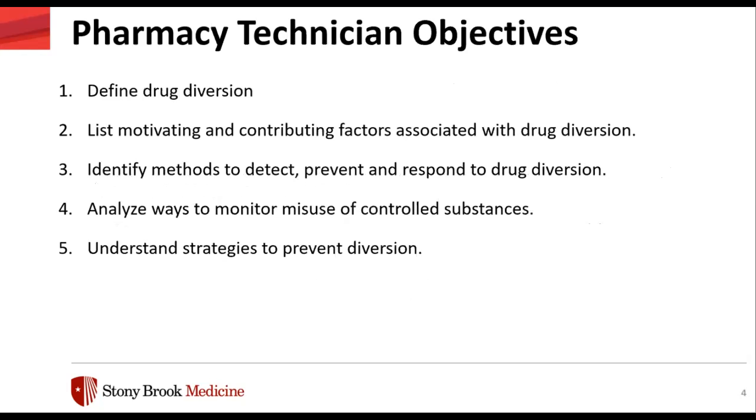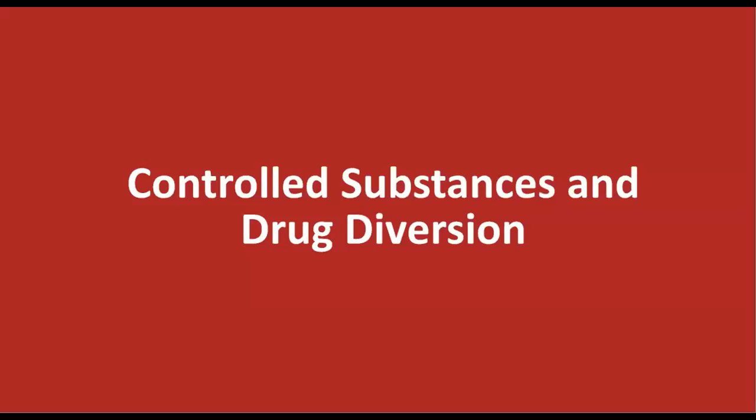The pharmacy technician objectives for today are define drug diversion, list motivating and contributing factors associated with drug diversion, identify methods to detect, prevent, and respond to drug diversion, analyze ways to monitor misuse of controlled substances, and understand strategies to prevent diversion. So what exactly is a controlled substance and what is drug diversion?